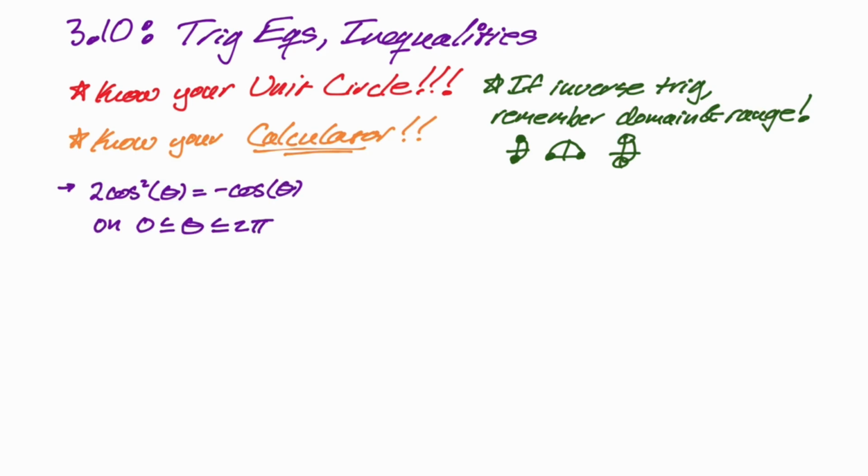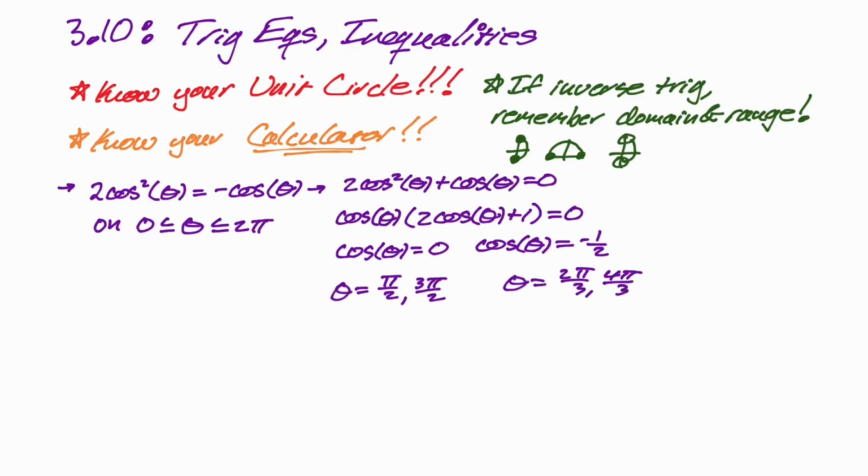Here's an example problem, I guess. Maybe solve 2 cosine squared equals negative cosine on 0 to 2 pi, right? So I'm just going to show the work. Move everything to one side. I factor out a cosine. I set each factor equal to 0.